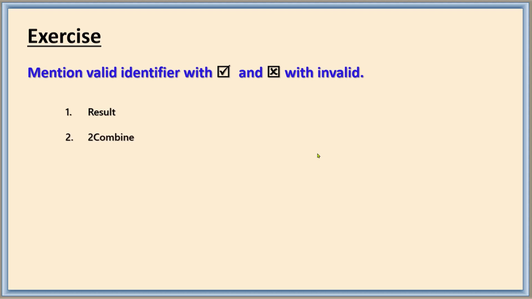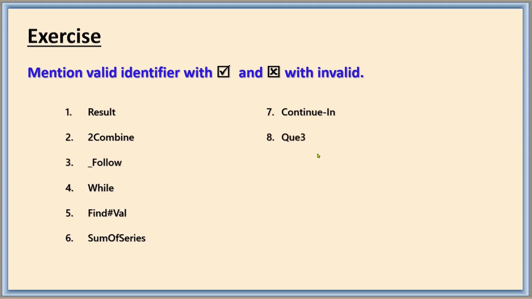Result, to combine, underscore follow, while, find hashtag VAL, sum of series, continue hyphen in, Q3, true, lab underscore 3, STU percentage TOT, area of try. Hope you all marked whether it is true or false, that is valid or not.